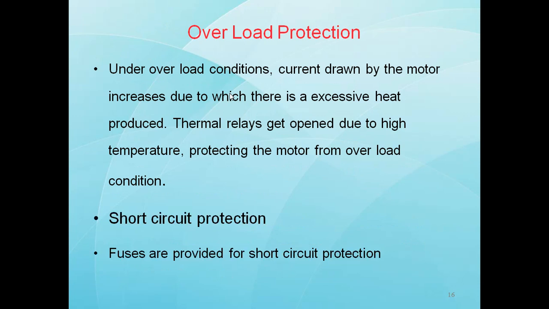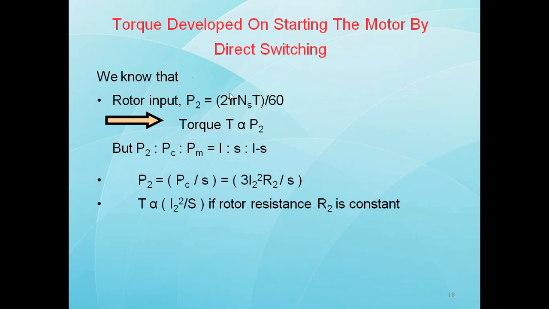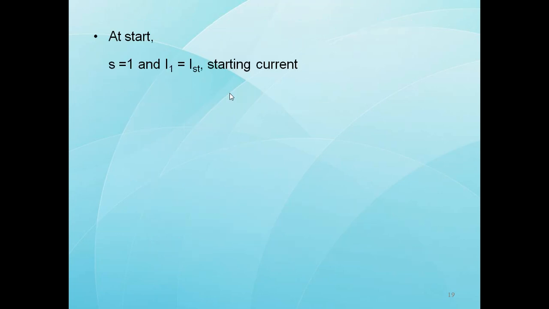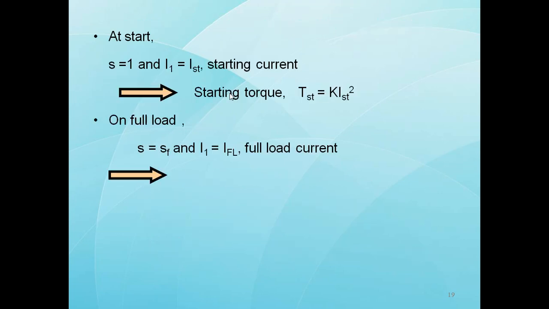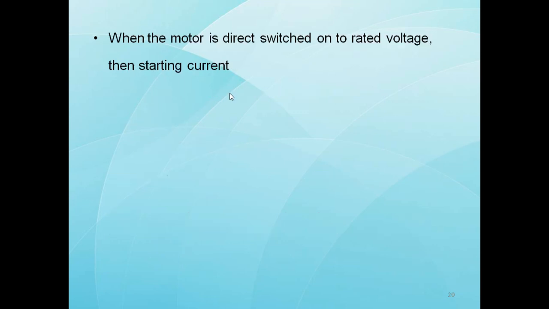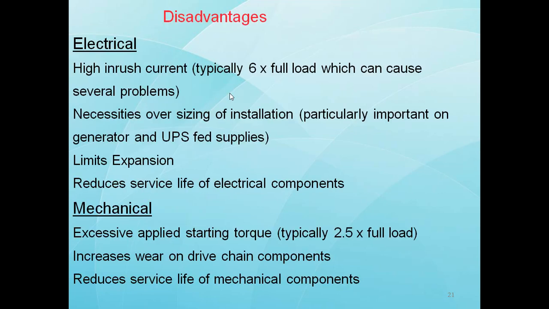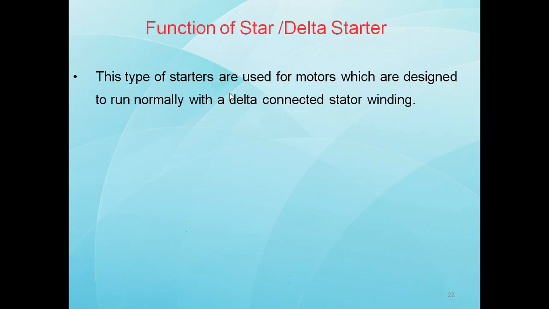We have derived the torque equation, that is, torque is proportional to the square of the current. At the time of starting the current is more but slip is 1. So that's why the torque is like this. At the time of starting, torque varies as the square of the current.